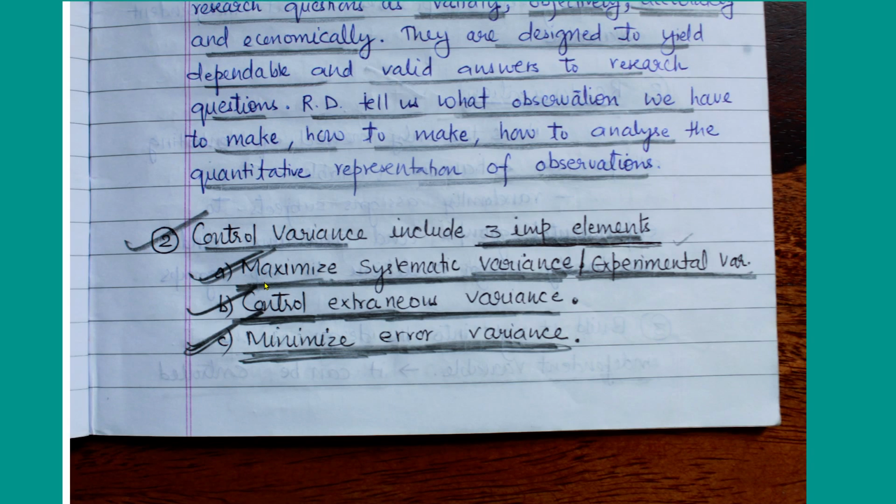Now we will expand this Max Min Con. Max stands for maximize systematic variance or experimental variance. If we are maximizing it, it means it is a good type of variance, because in research we will maximize only those things which are adding value to our research. So systematic variance or experimental variance is good. That's why we are maximizing it. We will look into what is systematic variance and what is experimental variance. So the first thing you should keep in your mind is we will maximize it.